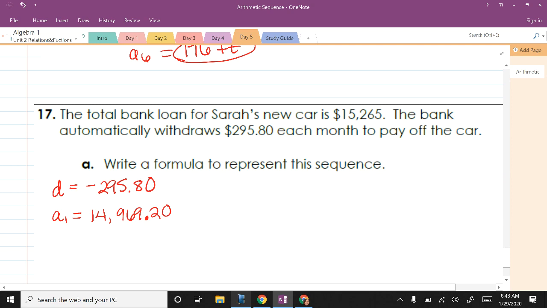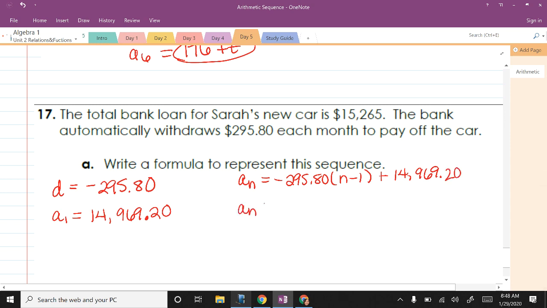So then we fill it in to make the formula. A sub n equals what's D? Negative $295.80 times n minus 1 plus $14,969.20. Aren't y'all glad I'm doing this, not you? 20 cents. Yes. That 20 cents is going to make a difference.